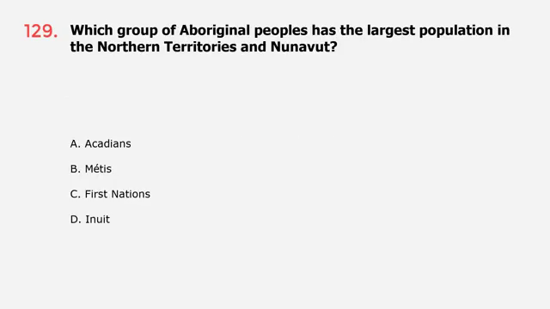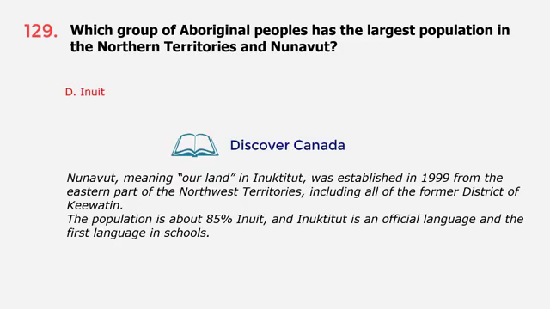Question 129. Which group of Aboriginal peoples has the largest population in the Northern Territories and Nunavut? A. Acadians. B. Métis. C. First Nations. D. Inuit. The answer is D, Inuit.